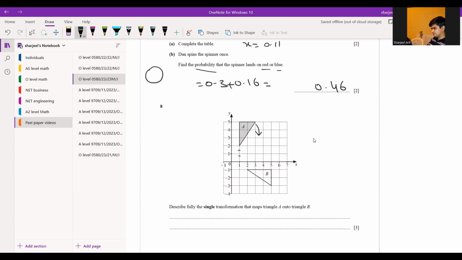So we have 1, 2 boxes here, and 1, 2, 3 boxes here. And we have 1, 2, 1, 2. 2 rows upward and 2 rows downward. So this means the center of rotation will be 0, 0. So we will say that it's a 90-degree clockwise rotation with center of rotation at 0, 0.